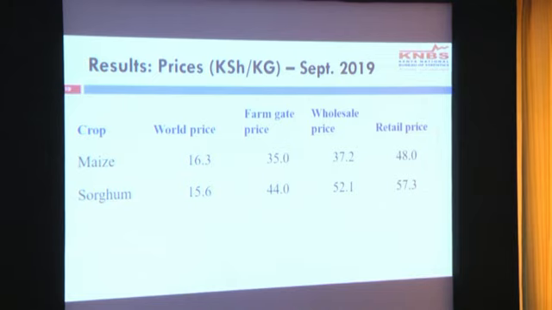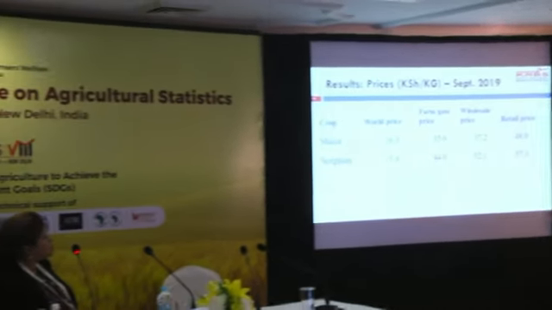And looking at the world price, like I said, this we got from the USDA. It translates to, that is in September 2019, you're talking of 16.3 shillings per kilogram. So what we have from the USDA is dollars per ton, so you convert them into Kenya shillings with an exchange rate and get that. So you realize that the farm gate price which we got for that month was 35 shillings per kilogram. And the wholesale price from the ministry was coming to 7.2. Or the retail price from the consumer price index is 48 shillings.